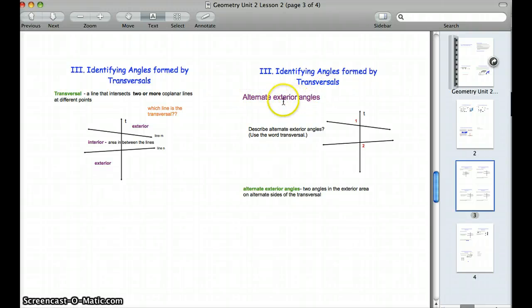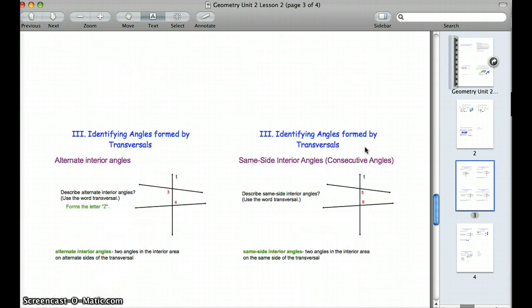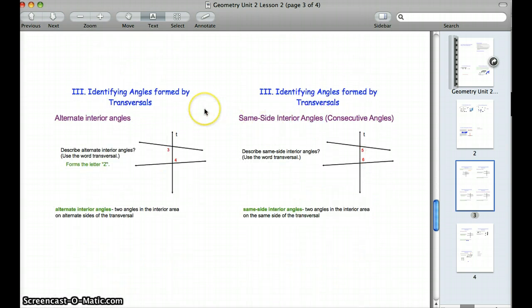So alternate exterior angles. Now it says describe alternate exterior angles. Now the word alternate means opposite. So if we see this angle 1 here, the opposite of that is angle 2, which is here. And both angles are on the outside of the 2 lines. So angle 1 and angle 2 are called alternate exterior angles.